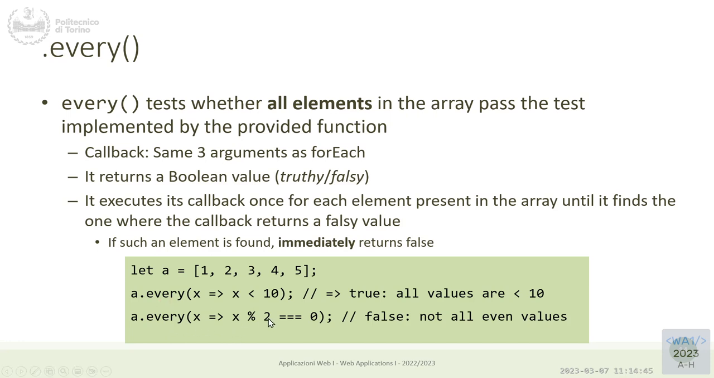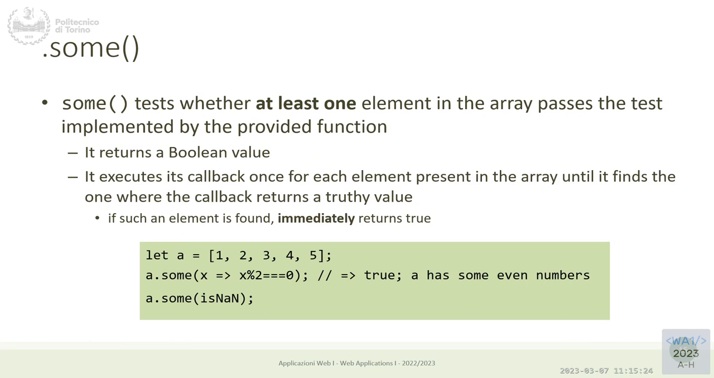In this case, there are some elements which are not even numbers, and so the callback will return false sometimes, and that will force the every method to return false in its turn. By the way, in this case, the iteration is not completed. As soon as I do the check on the first element, the condition is already false, and the iteration is stopped. We don't need to go to the end. In fact, if an element is found, it immediately returns false without completing the iteration, like any sane person in the room would do. And some is just a complement.